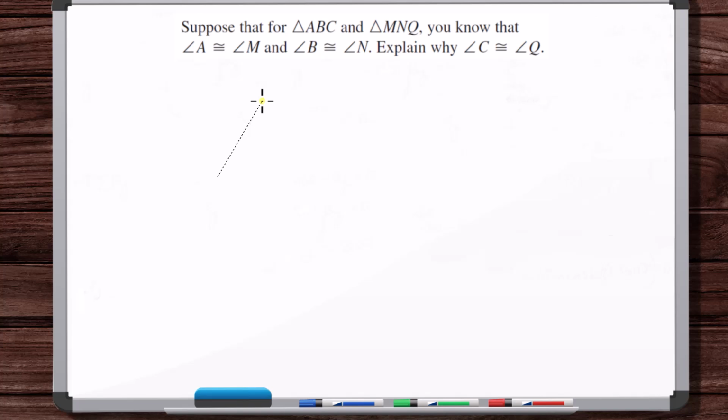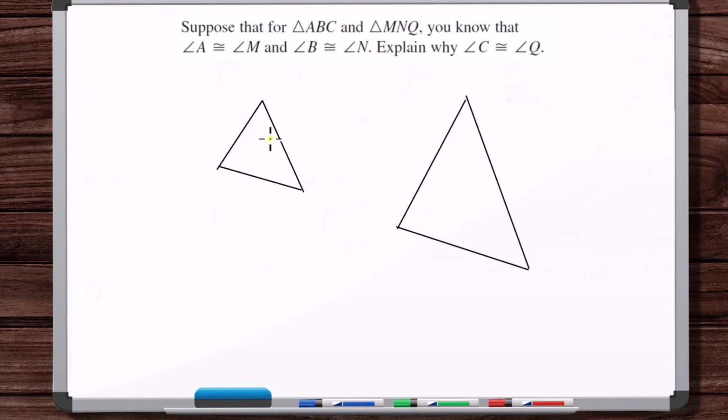So if we've got one triangle like that, and then another, trying to make the angles kind of similar. Okay, so they're telling us that we've got triangle ABC and MNQ. All right, but they say that angle A is congruent to angle M and angle B is congruent to angle N. So just so we can make this clear, what this means is that you can kind of say this.